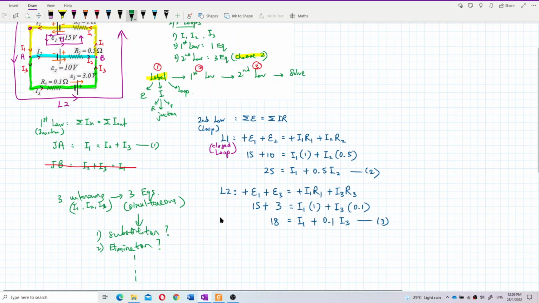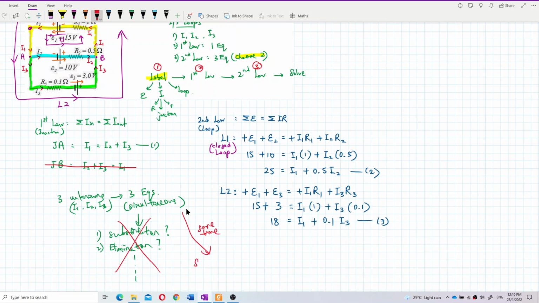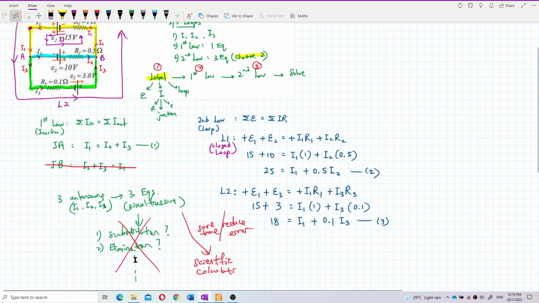A lot of steps. So now we don't do this to solve simultaneous equations. To save time and to reduce error, we use a scientific calculator to help us calculate. If this takes a lot of steps, to save time and reduce error, we use the scientific calculator to do the work of simultaneous equations for us.